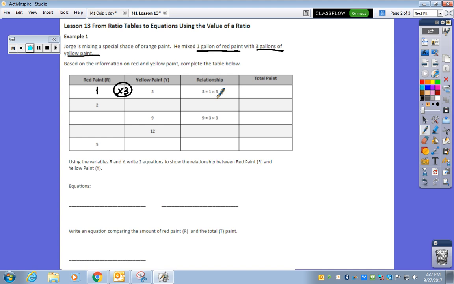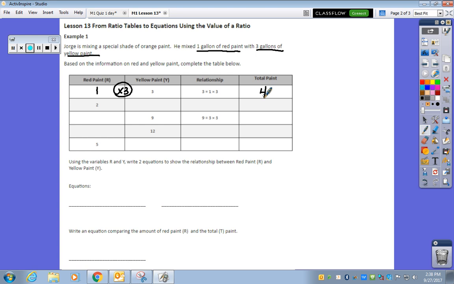Total is something that we will look at, and that is just how many gallons altogether of paint do we have, including the red and yellow. So if we take how many gallons of red paint we have, add it to the number of yellow gallons of paint, that means we have a total of 4 gallons of paint, since 1 plus 3 is 4.